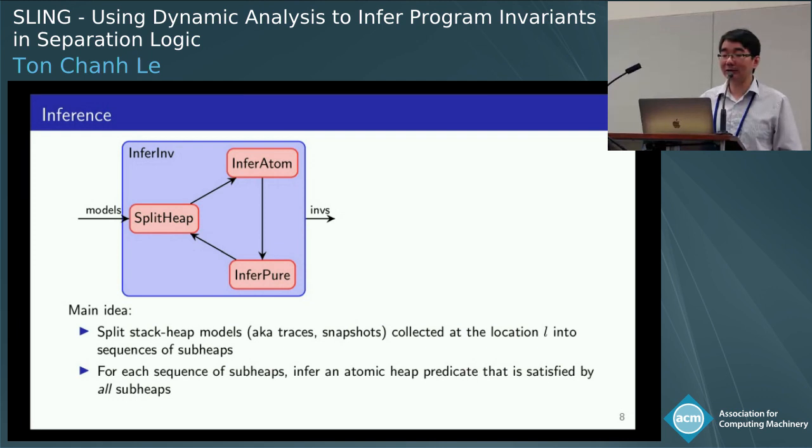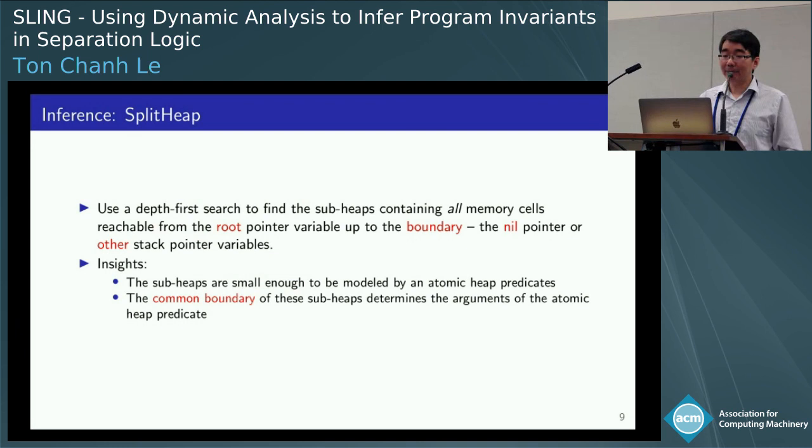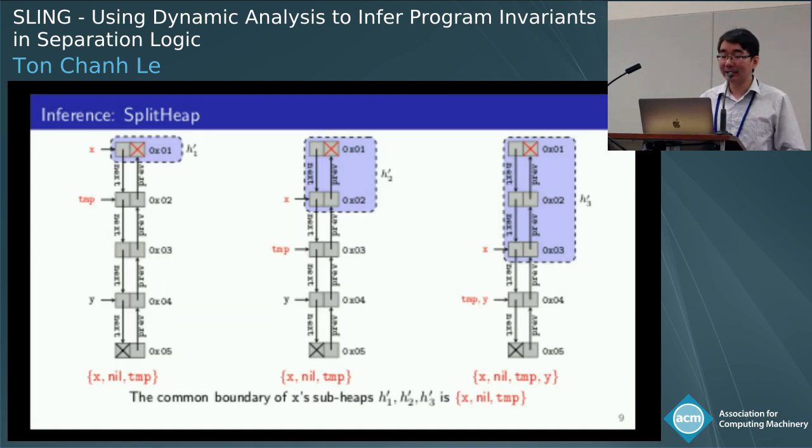We go through all the stack variables of the program. To split a heap into subheaps, we use a debugger to find the subheap containing all memory cells reachable from a root pointer up to a boundary, which is the nil pointer or a stack pointer variable. The insight here is that the subheaps are small enough to model by an atomic heap bracket, and the common boundary between the subheaps will be the argument of the atomic heap bracket.